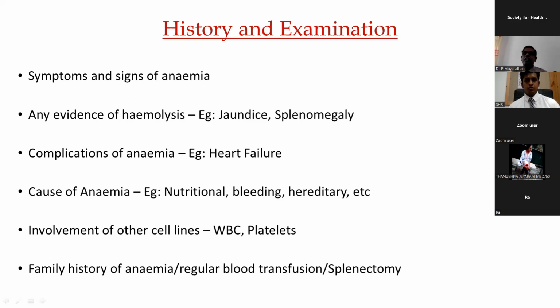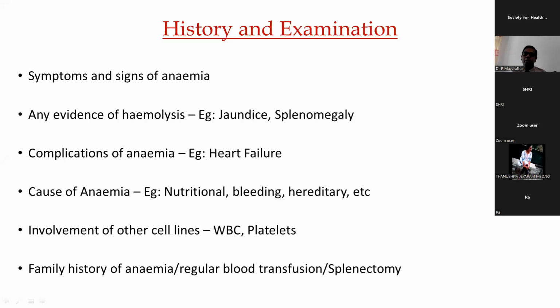In a patient, whenever you see a patient with anemia, the history and examination are very, very important, as you all know. So first of all, you will be evaluating the symptoms as well as the signs of anemia. When you evaluate, in addition to the symptoms and signs, better to go through any evidence of hemolysis. Say, for example, in addition to the anemia, if you see the patient is icteric and there may be a splenomegaly, then that could be due to hemolytic anemia.